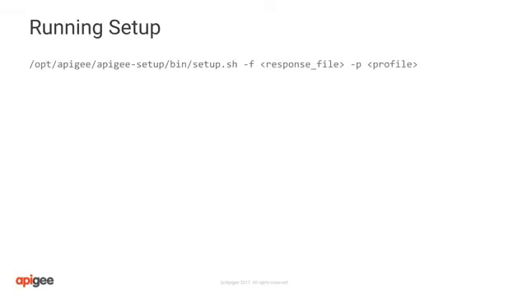We have our list of profiles, and we have a valid response file. The next step is to run the setup program on each host, passing in the response file and profile as appropriate based on that host's role. The syntax of the setup command is setup.sh -f, the path to your response file, -p, and the profile you wish to apply. In the next module, we will see this process in action.